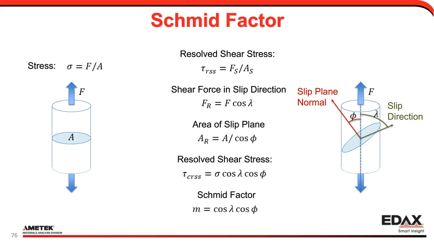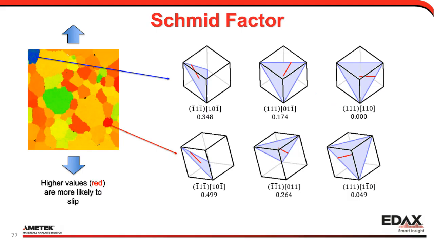And so here's an example. The blue grain here is less likely to slip. Its slip system is not well oriented, and you can see the values there. Whereas the higher values, the red, are more likely to slip. And so you can see the difference there.